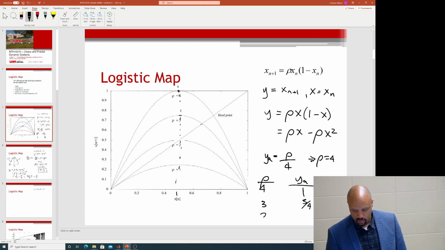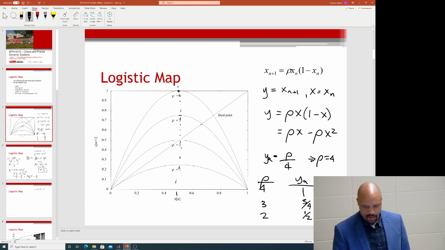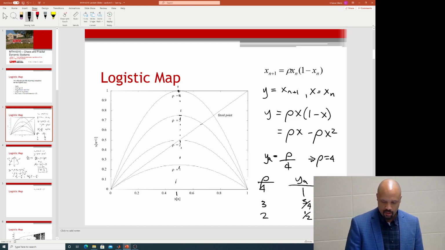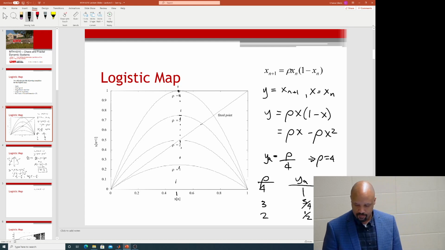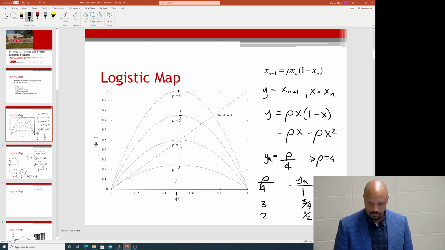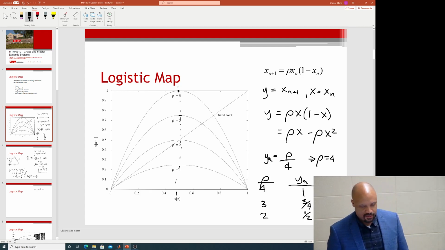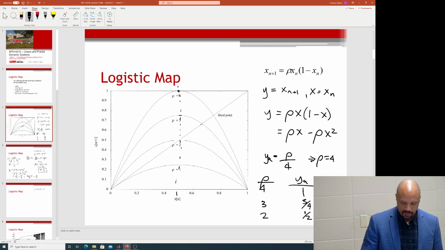For rho equals 2, that's going to be 1/2, and that's where you have your peak there, and so on, right? 1/4 is, yeah. So for 1 is 1/4. All right. So that's the apex value, all right?